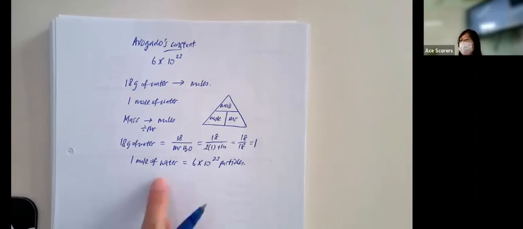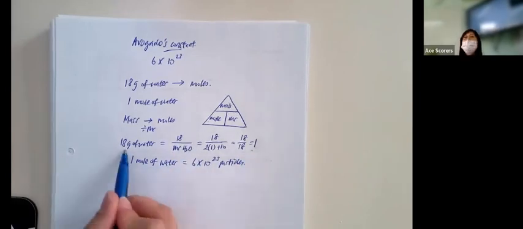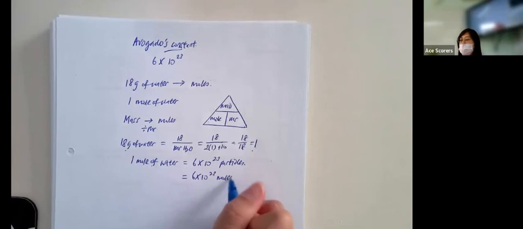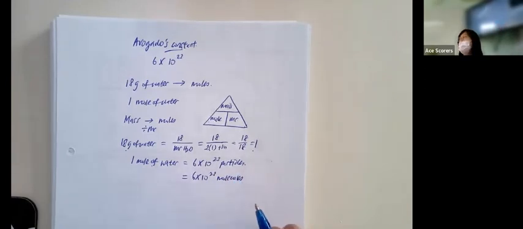Like for example, water. Water is a compound, right? It exists as molecules. So when I have 1 mole of water, which is 18 grams of water, it means that there are 6 times 10 to the power 23 molecules, not atoms, not ions. So you must get it right.